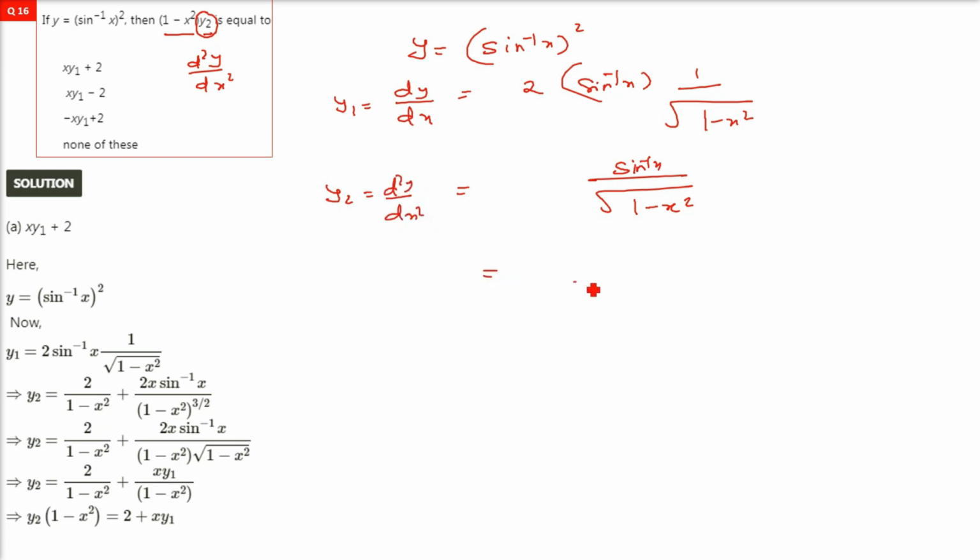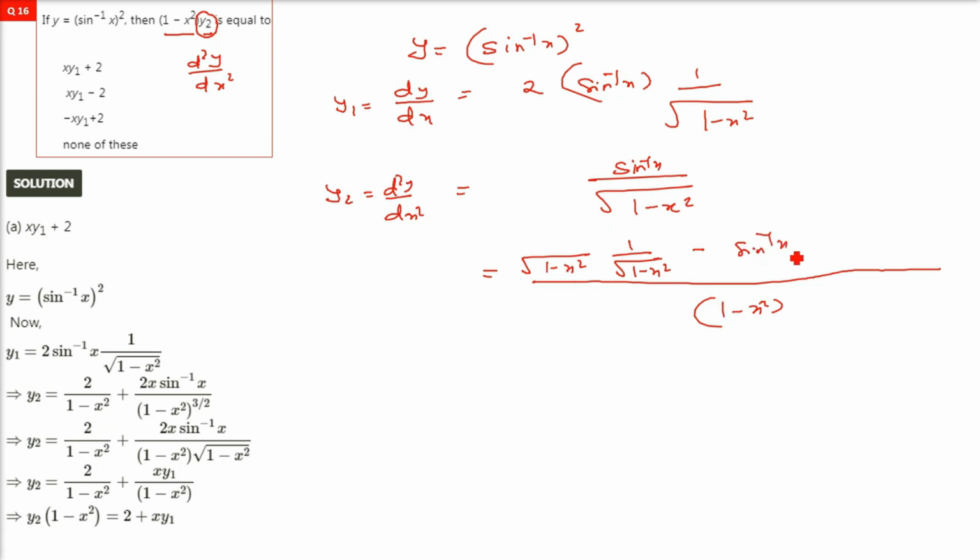So we will use the quotient rule, p by q form. The denominator will be squared, so it will be only 1 minus x square. And then we have under root 1 minus x square, and the derivative of sine inverse x will be 1 by under root 1 minus x square. So this is sine inverse x, minus sine inverse x will be like that only. And we'll do the differentiation of 1 by under root 1 minus x square.